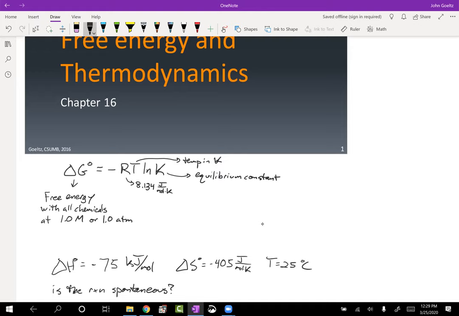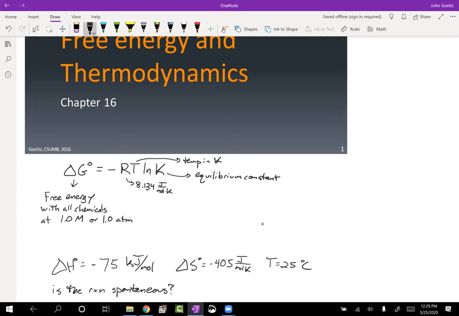So that we can compare apples to apples, the naught, which is this zero-looking degree symbol up here, is taken to be one molar of everything or one atmosphere of everything. So if you start with one molar of every reactant and every product in a balanced reaction, and you let it go to equilibrium, where things could be any different concentration, how much energy is released?